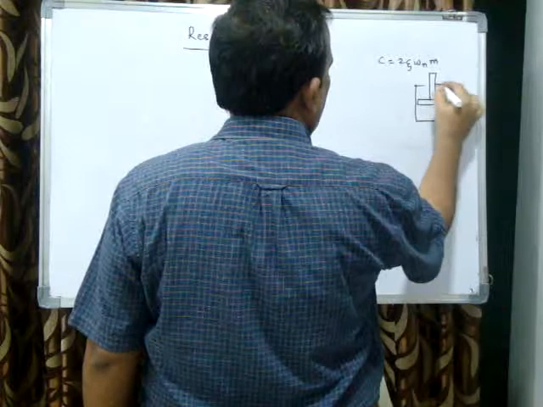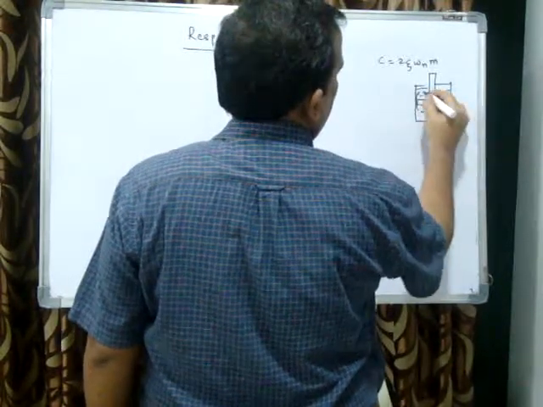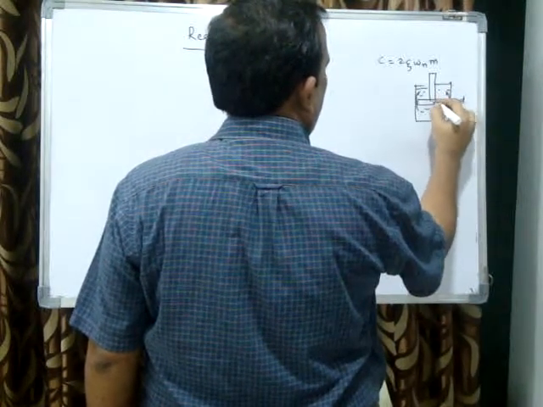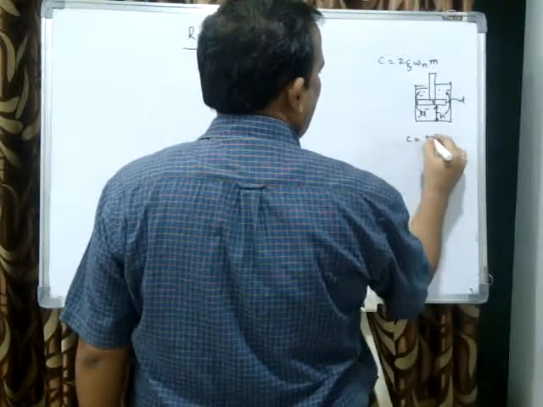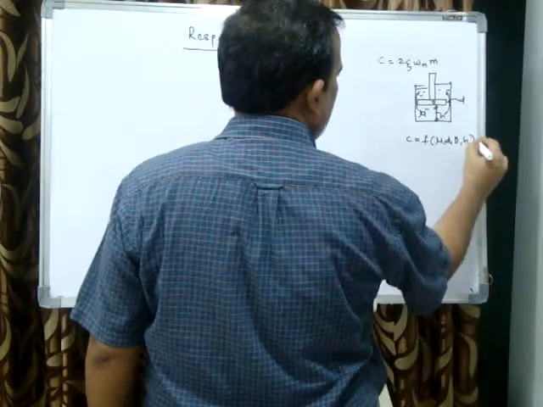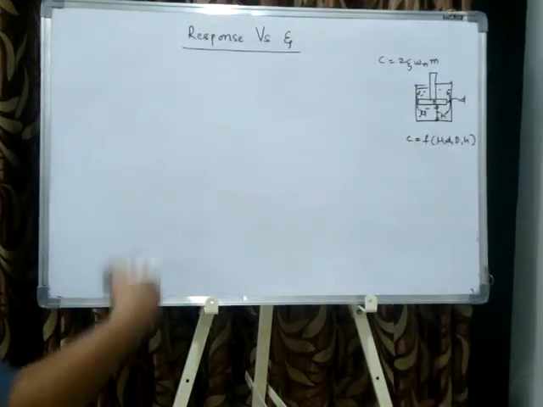Suppose this is the oil above and below, and this is a clearance, and this is d, and this is h. And this capital D is the diameter. So c is a function of mean viscosity, clearance, diameter and h. Fine. Once we calculate c, we can calculate zeta.